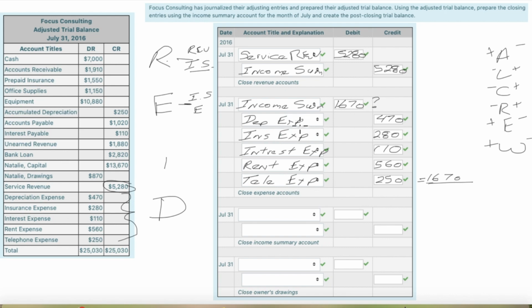Because keep in mind that when we're recording these on the closing sheet, expenses would normally be over here, but because we need to minus them out to make it zero, they go over on the right hand side. So now that we have them on the right hand side, we need to balance it out or make it zero using the income summary. So now it becomes 1670. All right, perfect. Let's move on.